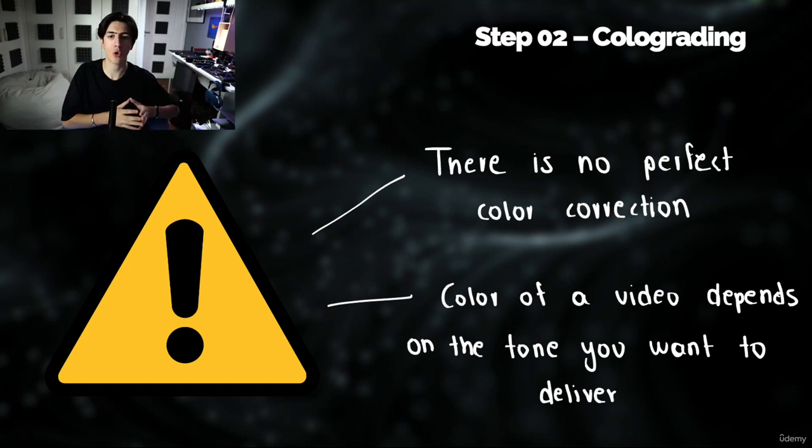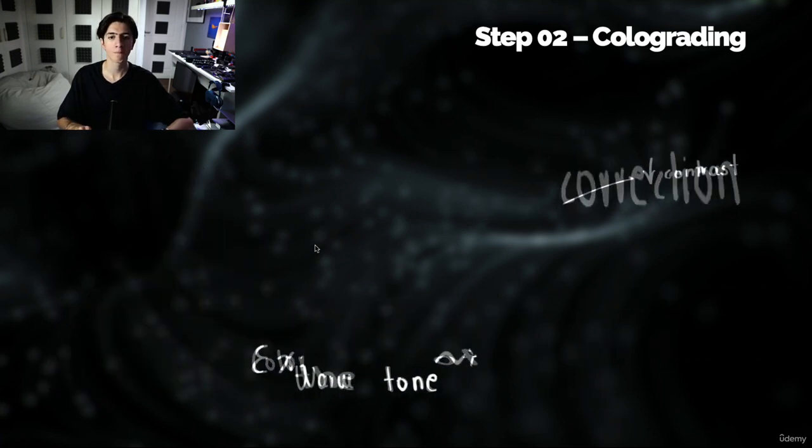So first of all, here are some warnings. Remember that there is no perfect color correction. It is very, very subjective which is good color and which is not good color. And this happens pretty much due to the fact that the color of your video directly depends on the tone that you want to deliver through this video. So I want you to remember that again, there is no perfect color correction. This is a very subjective field of video editing.